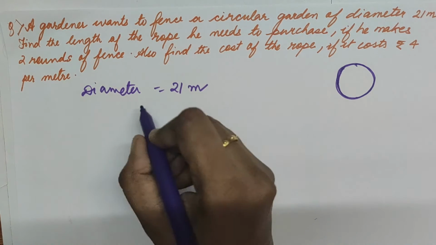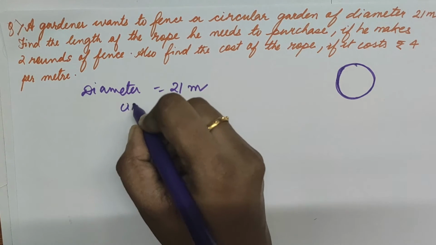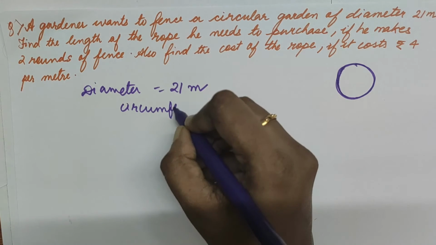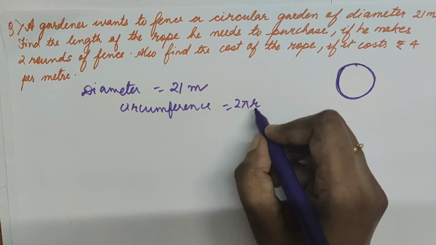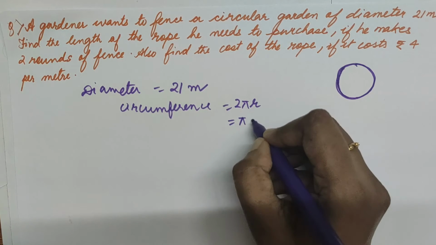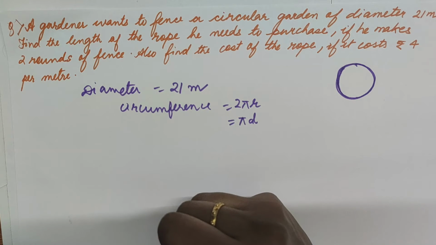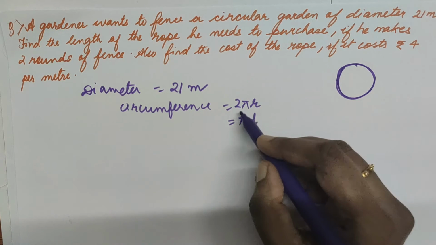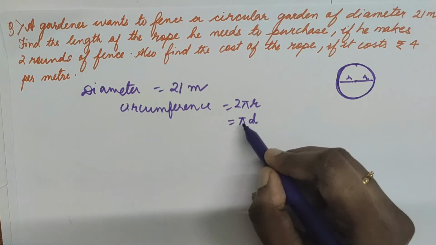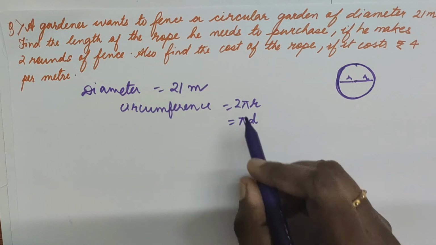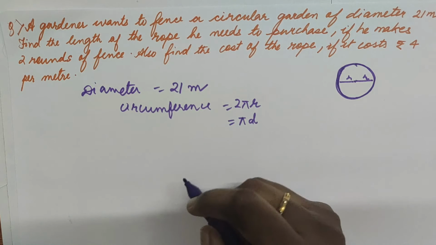So after getting the diameter, circumference, as I told you, is 2 pi r, and if you make it even shorter, you can write pi d. Any guesses why, children? Right, because twice the radius is the diameter. So I can write 2r as d, and pi d will become the circumference.